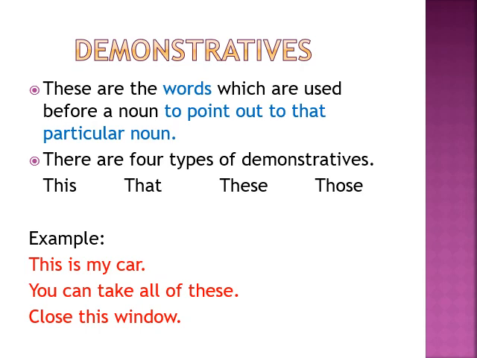You can take all of these. So I'm pointing out to some things and I'm saying you can take all of these things. So these is pointing out to a thing. So it is a demonstrative determiner. Close this window. I'm pointing out to a window and asking to close it. So the words which are used before noun to point out to that particular noun are demonstratives. Now there are 4 types of demonstrative: this, that, these, those.